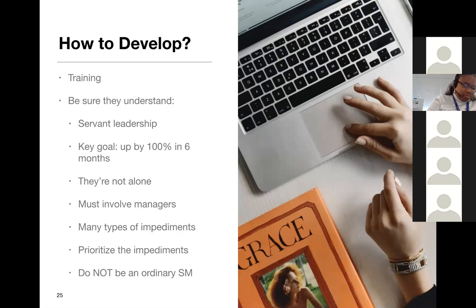Don't let them try to do it alone. They need to ask for support by different people. We talked about that some. Particularly, they must involve the managers and get the managers to give them a yes to money or people or approval. They should work across many types of impediments, some of which they'll be better at than others. They have to prioritize the impediments, and they should not try to be just an ordinary Scrum Master. A lot of companies have this idea of an ordinary Scrum Master that doesn't really accomplish much in terms of velocity. They definitely should not try to be the ordinary Scrum Master.